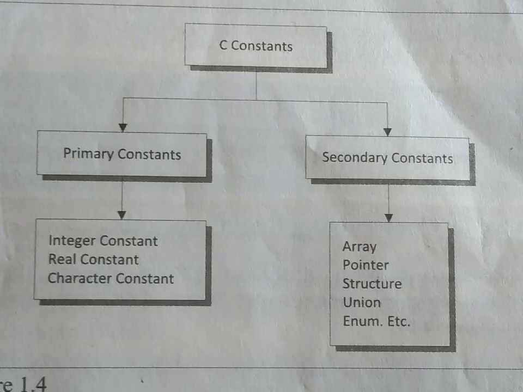C constants can be divided into two major categories. One is primary constants and the other is secondary constants. Under primary constants, there are integer constant, real constant and character constant. Under secondary constants, there are array, pointer, structure, union, enum, etc. At this stage, we will discuss only primary constants, namely integer, real and character constants. For constructing these different types of constants, certain rules have been laid down, and let us see what these rules are.